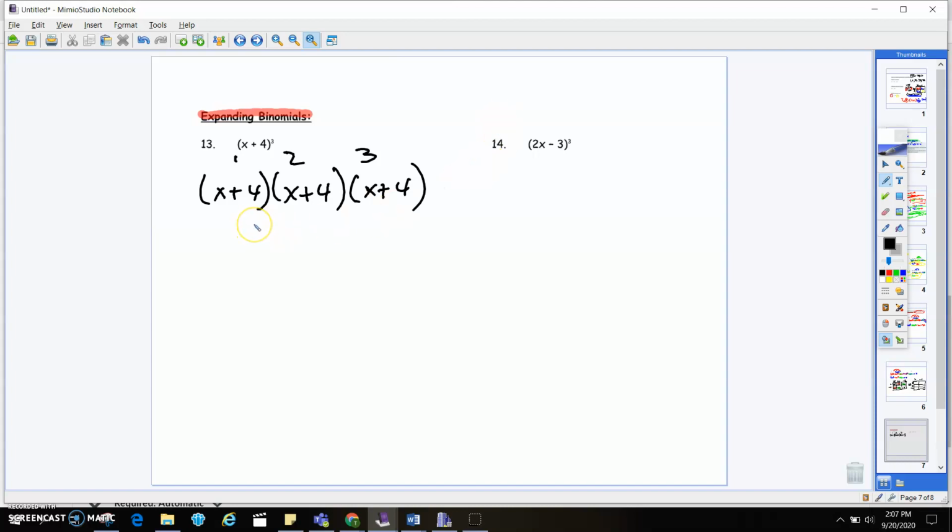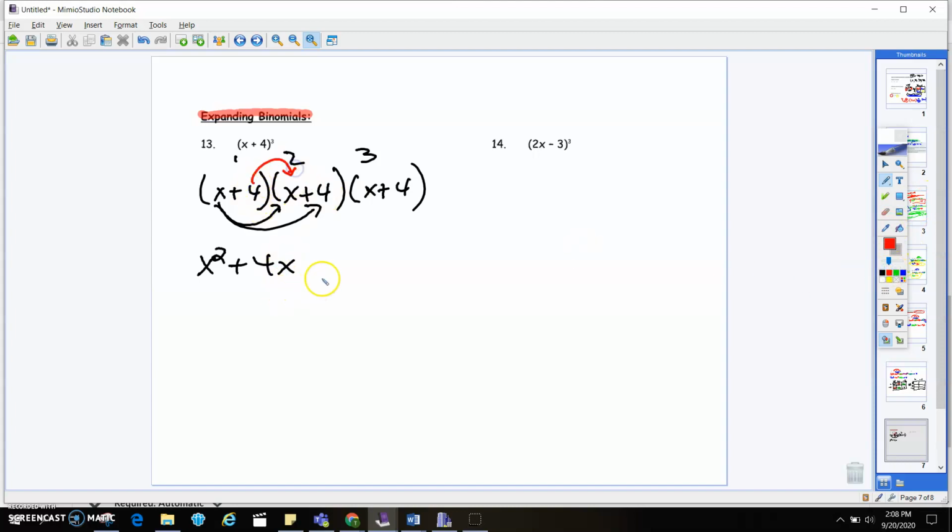Okay? On this one in particular, I'm going to use the FOIL method on the first part, and then probably use the box method on the second one. So x times x is going to give me x squared. Just kidding. Okay. x times 4 is going to give me 4x.